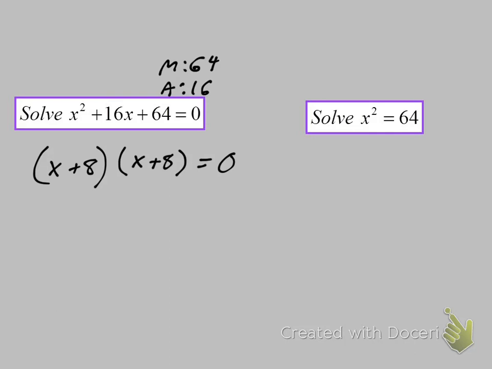Not yet. I want you to put a big star next to this one, and put 3.5 next to it. But for now, do the same thing we've been doing. Just split them off and solve them. x plus 8 equals 0, x equals negative 8. And over here, x equals negative 8.